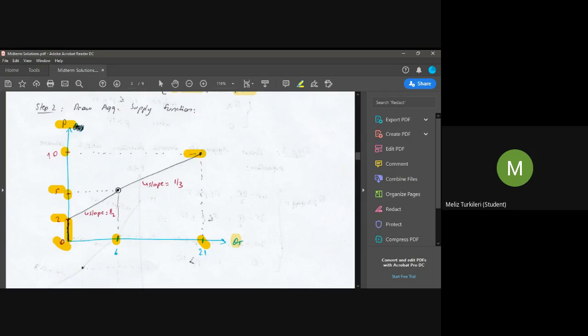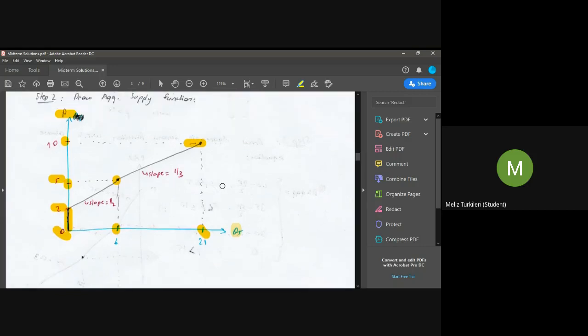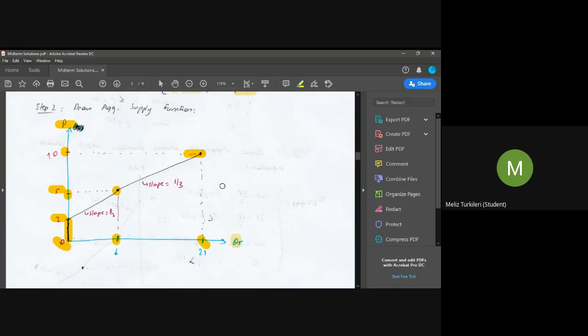I find out the important points first of all. If I just join them, just draw a line between these important points, you will find the aggregate supply function. Again, you can find the slope and show how the slope is changing. It gives some information to you, but you don't have to do this for your exam. This is just additional information for you. So is it clear? I guess you understand how we find the aggregate supply function.